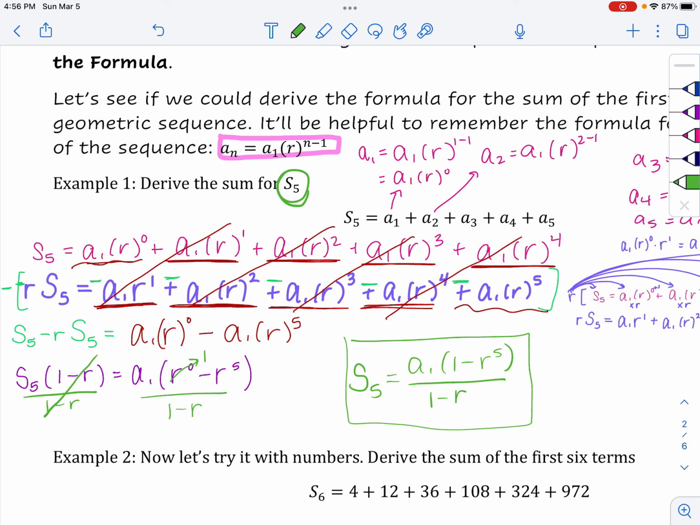Now, do any of these pieces in the formula look familiar? Like, what pieces are we left with? Well, we've got S sub 5. We have A1, which remember that A1 is that first term. We've got R in here, so we have that common ratio. We also have a 5. Anybody see where the 5 comes from? That comes from the number of terms we want to sum.